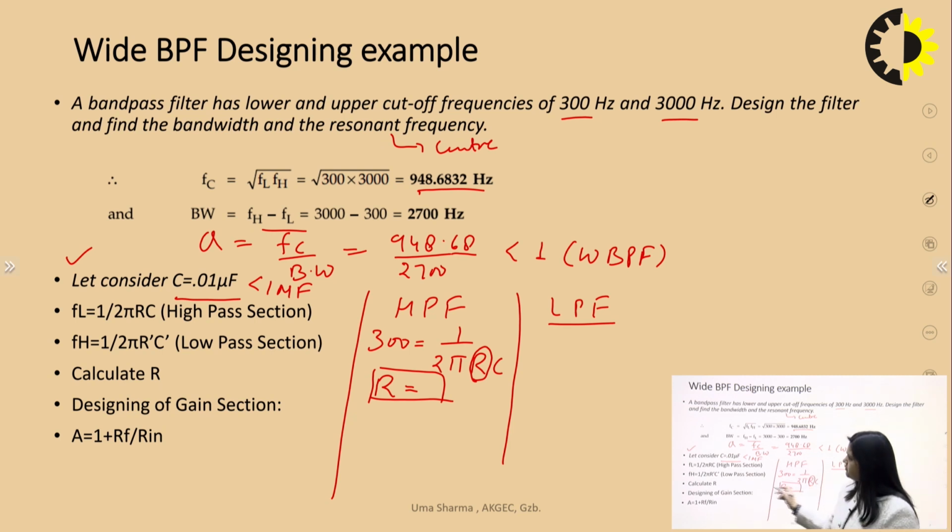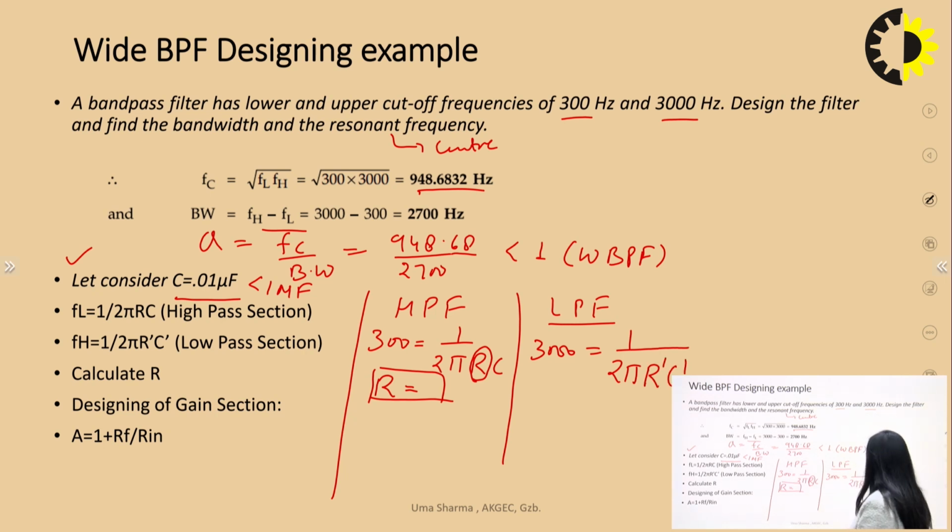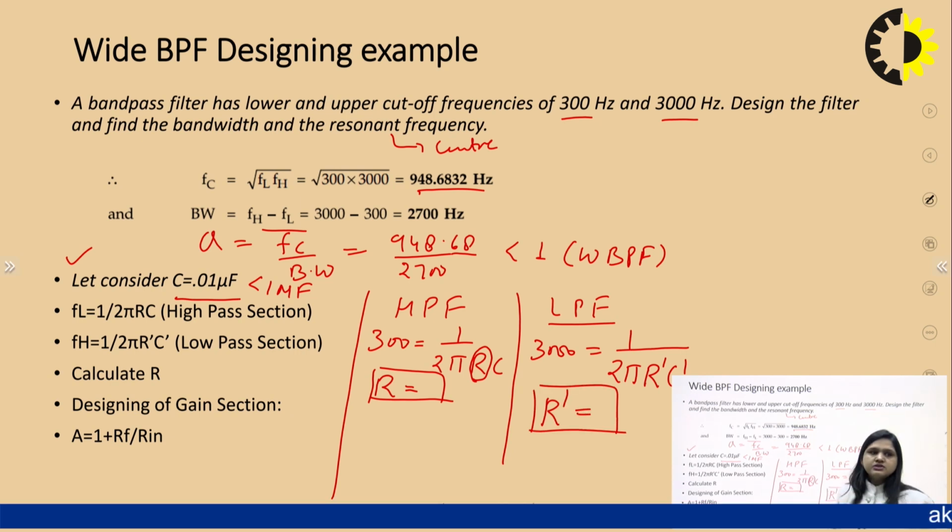The designing is the same. The value of C may remain the same, or you can take any other value. For a low pass filter, you can take C equals 0.05 microfarad, but it should be less than 1 microfarad. So for this, 3000 Hertz equals 1 upon 2 pi R dash C dash. C dash may be 0.01 microfarad or 0.05 microfarad, whatever the value. For this, you can calculate R dash. So this is how you can calculate the frequency selective network of the low pass filter.